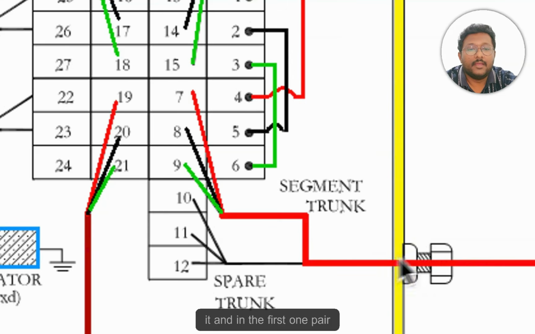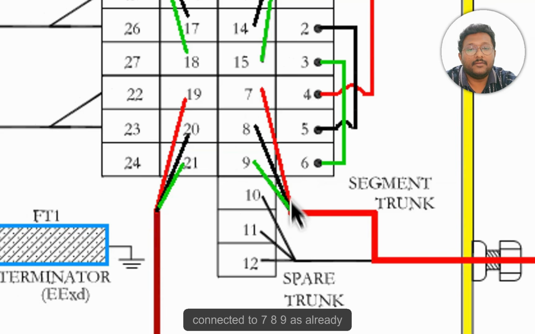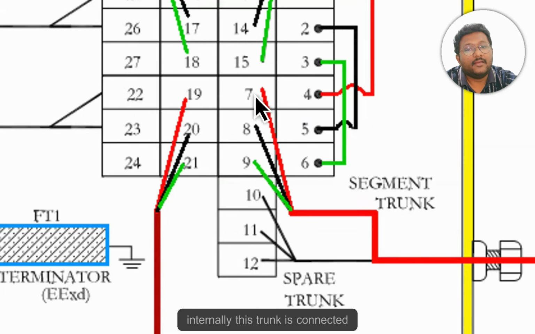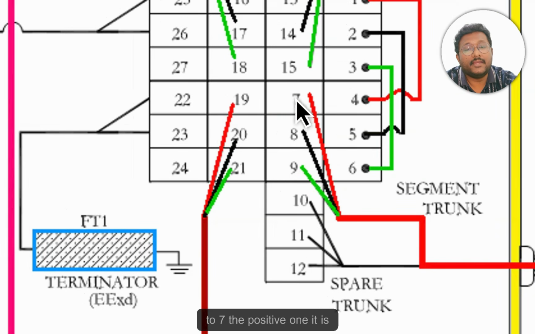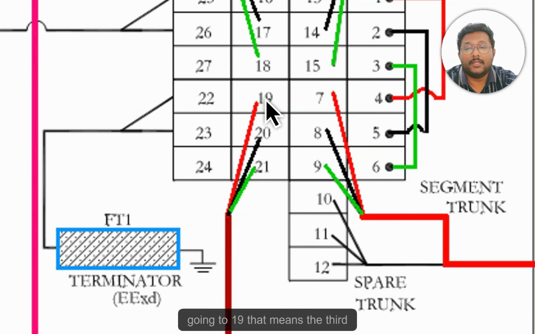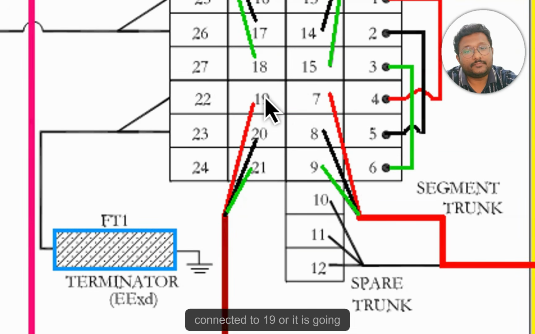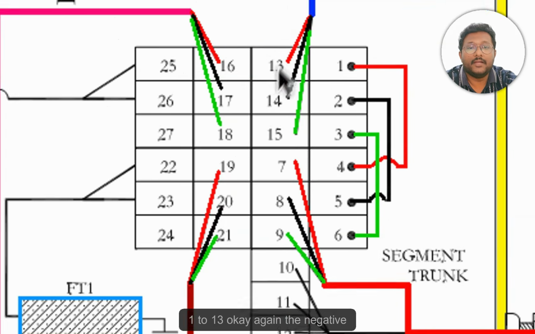Okay, leave it. In the first one pair cable we are using, that is connected to 7, 8, 9. As the complete rows are already shorted internally, this trunk is connected to 7, the positive one. It is going to 19. That means the 3 trunks are already connected in parallel. Now the main trunk is connected to 19, or it is going to 7 to 4, 4 to 1, 1 to 13.